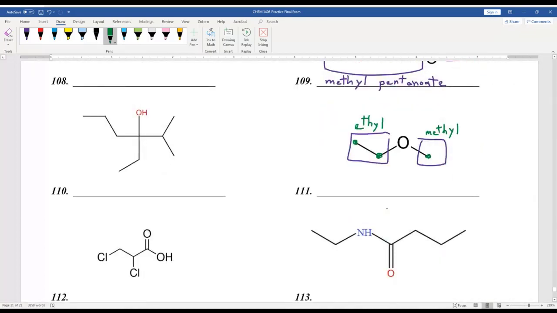So for the common name for this one, I just list them in alphabetical order. It would just be ethyl methyl ether. Okay? Ethyl methyl ether. That's all you'd have to say for that one.